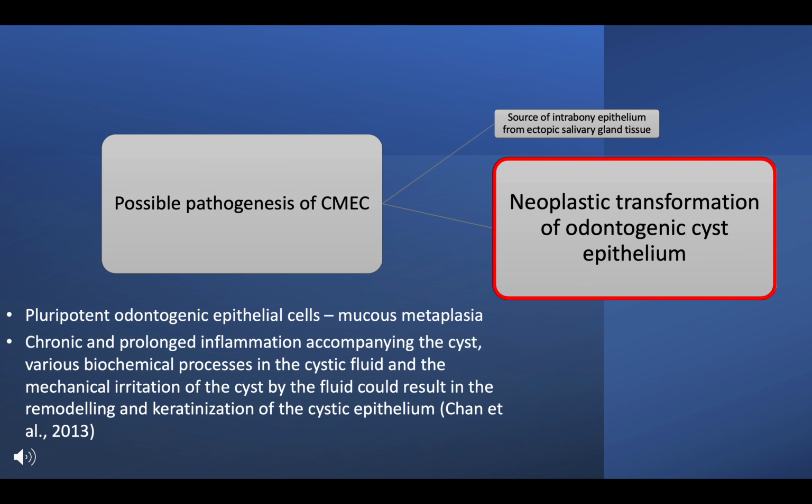Odontogenic epithelial cells are pluripotent, meaning they are able to transform into other cell types. For example, mucous metaplasia in odontogenic cysts such as dentigerous cyst. And also, if there is neoplastic transformation, this could be attributed to factors occurring inside the cyst, including chronic and prolonged inflammation accompanying the cyst, various biochemical processes, and also the mechanical irritation of the cyst by the fluid, resulting in the remodeling and keratinization of the cystic epithelium.